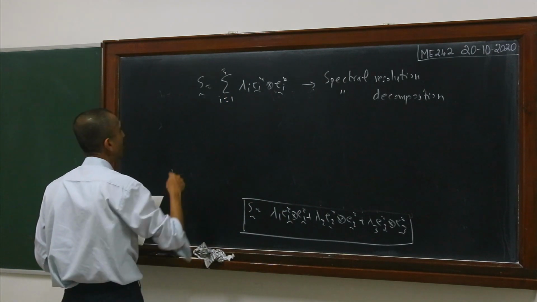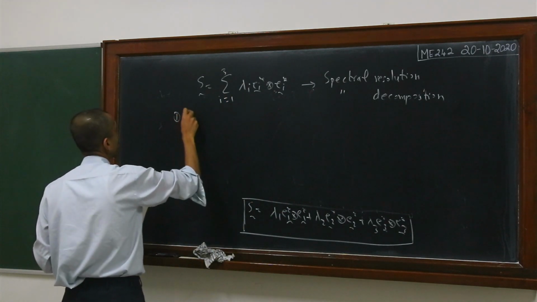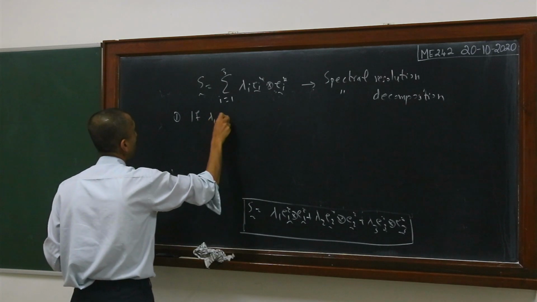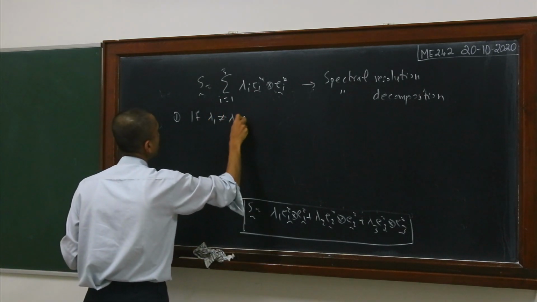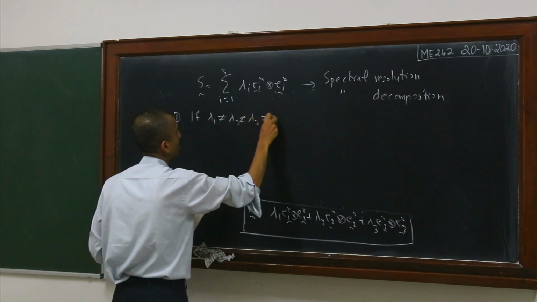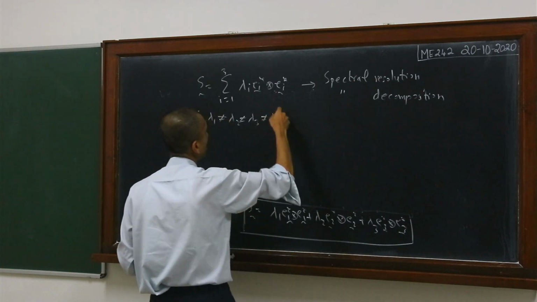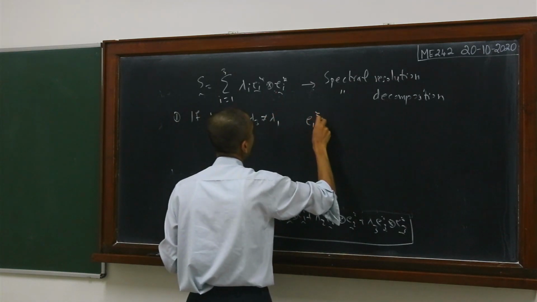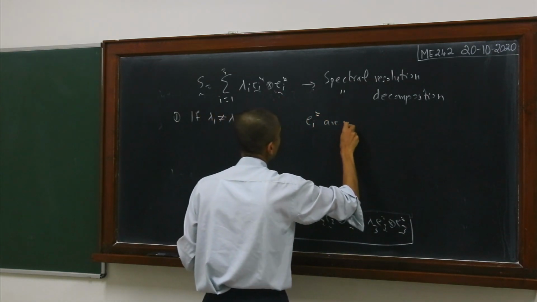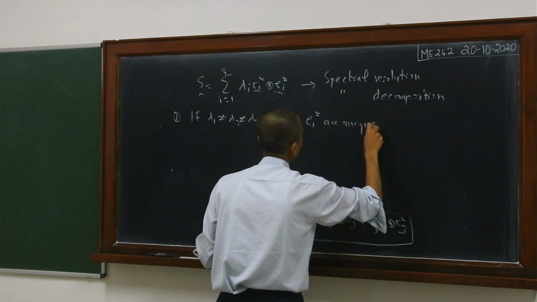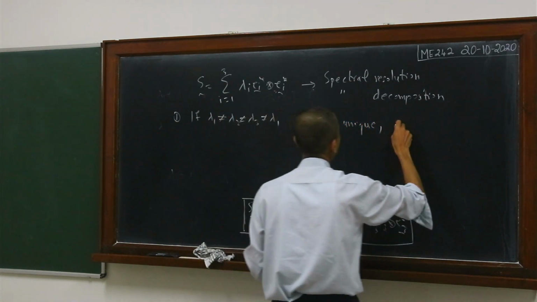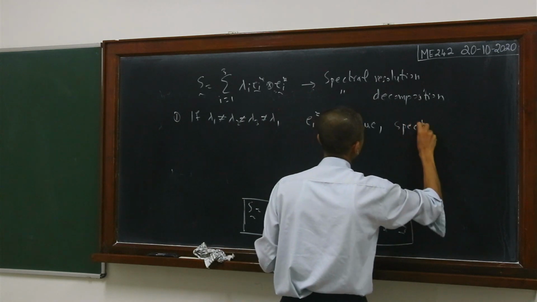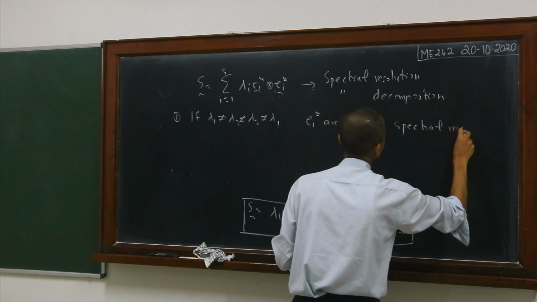Let us consider the 3 cases. If lambda 1 is not equal to lambda 2, not equal to lambda 3, not equal to lambda 1, then the Ei star are unique, correct? That we have already seen. And so in that particular case, your spectral resolution is also unique.